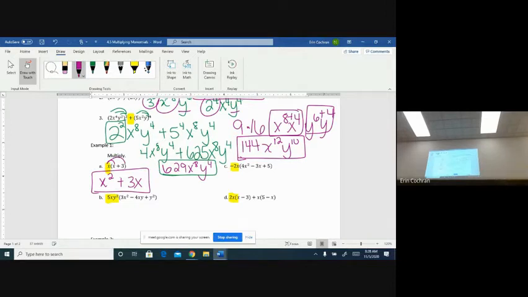Let's do C. What's negative 2x times 4x squared? So negative 2 times 4 is negative 8. What's x times x squared? How many do we have in total? X to the 3rd. Good.